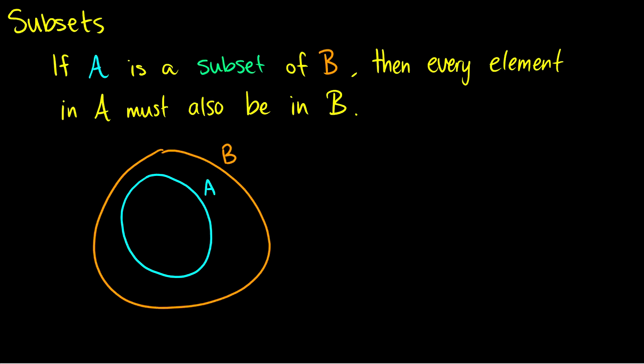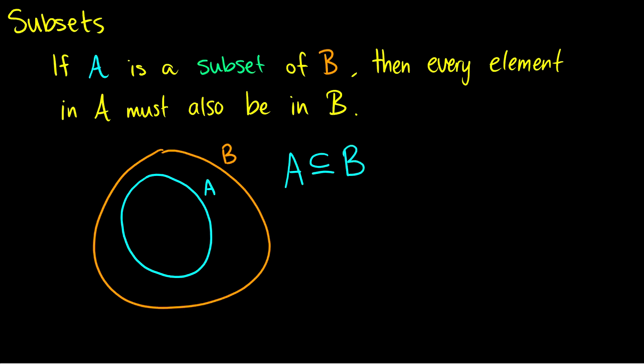In this video, we're going to talk about subsets and power sets, and I'm going to represent subsets visually first. If A is a subset of B, then every element in A must also be in B. Visually, this means that A must be contained within B. And we would write this, A is a subset of B.